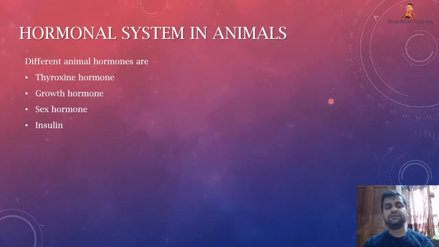So, the hormonal system in animals. There are many different hormones, and they are broadly categorized here as thyroxine hormone, growth hormone, sex hormone, and insulin. These are the major ones that you need to know at your level in class 10. We'll go through each one of them one by one, knowing the role of thyroxine, growth hormone, sex hormone, and insulin in the body.